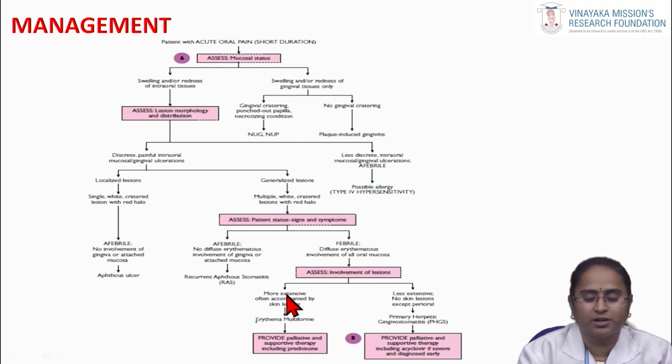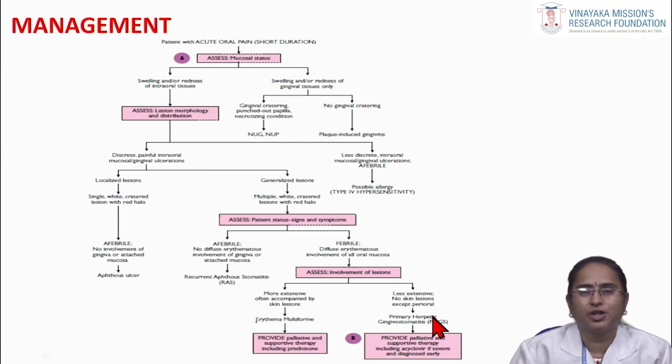And another time you have to assess whether accompanying skin lesions are there. In case it has skin lesions, we can go for erythema multiforme. In case of no skin lesions, only perioral and intraoral lesions, we can conclude that it is primary herpetic gingivostomatitis.